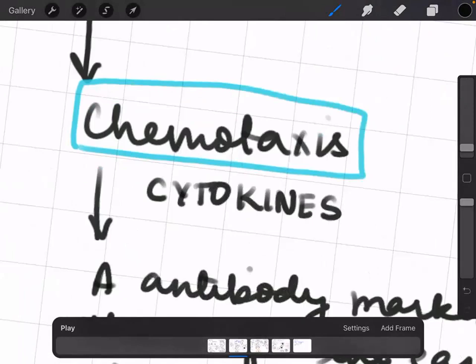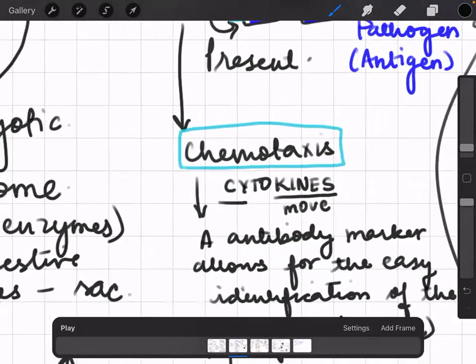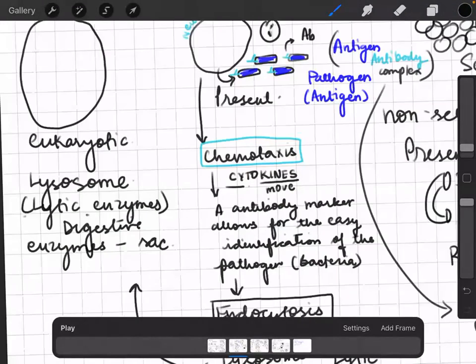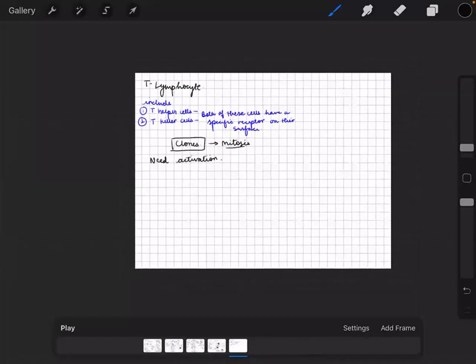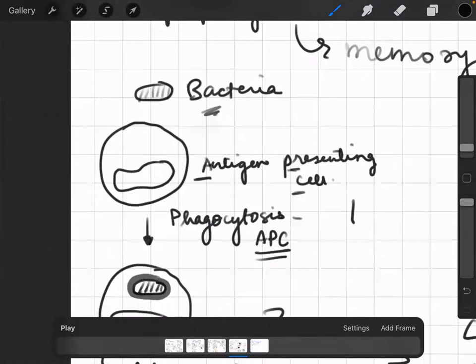Remember, the word kine means to move. So the chemicals that come out of the cell and move to other places are called cytokines. They help you in initiating a chemotaxis response. Now, these chemicals called cytokines are going to be secreted by your T cells, and these are basically going to induce your B cells to produce plasma cells.